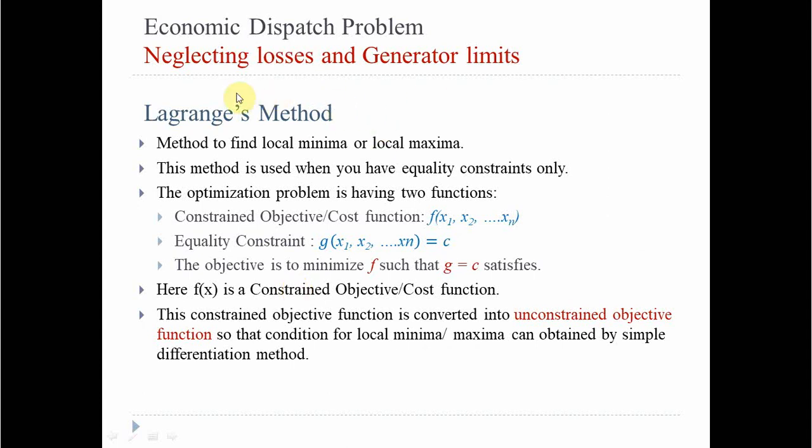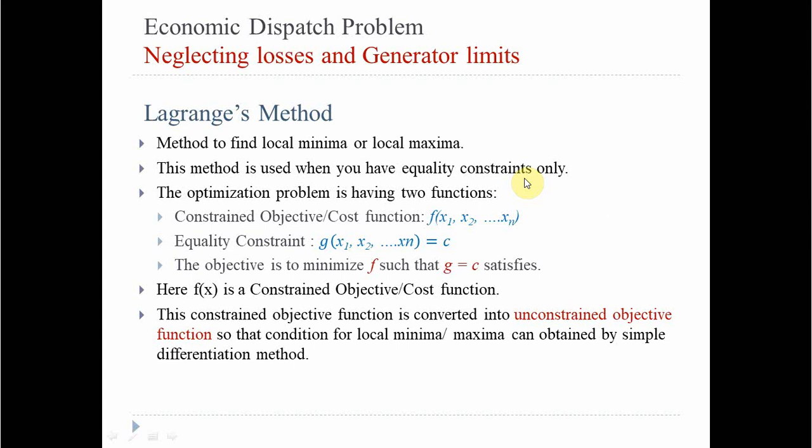So that is done using Lagrange's method. Now coming to Lagrange's method, this is a method to find the local minima or local maxima. This particular Lagrange's method is used only when you have an equality constraint. If you have an inequality constraint, there is a small modification in this method, but the original Lagrange's method can be used only for those optimization problems which have only an equality constraint.